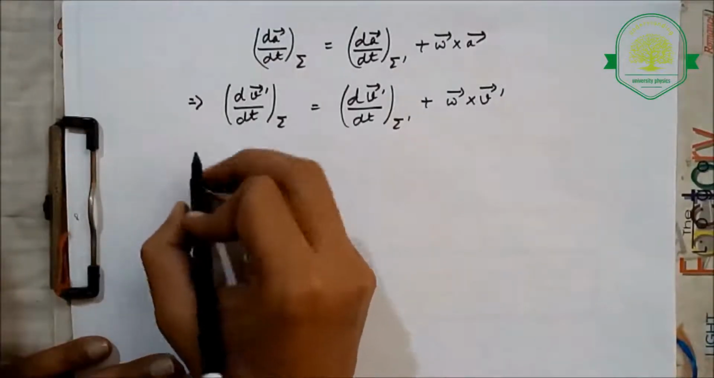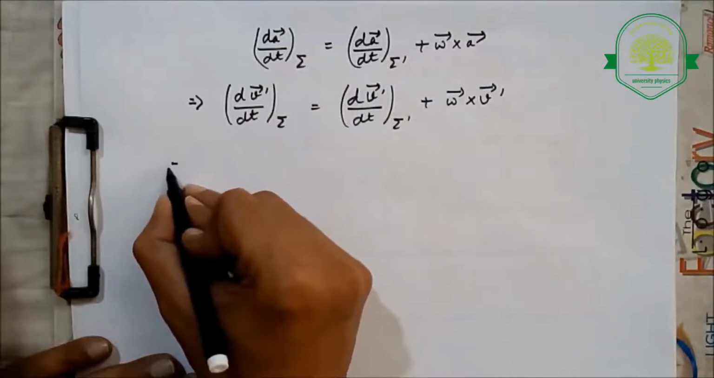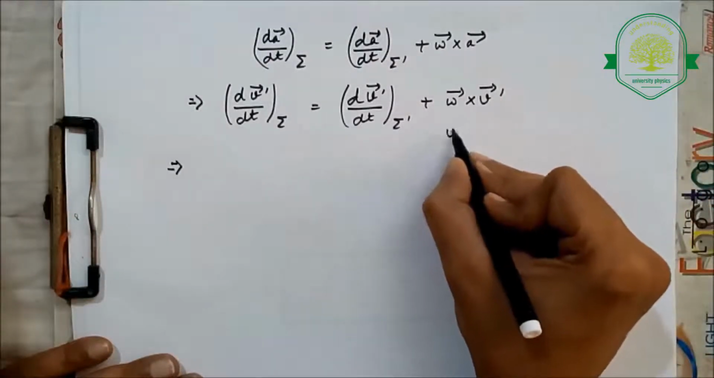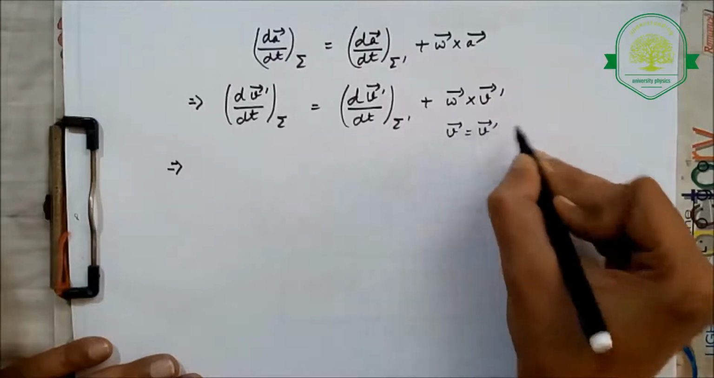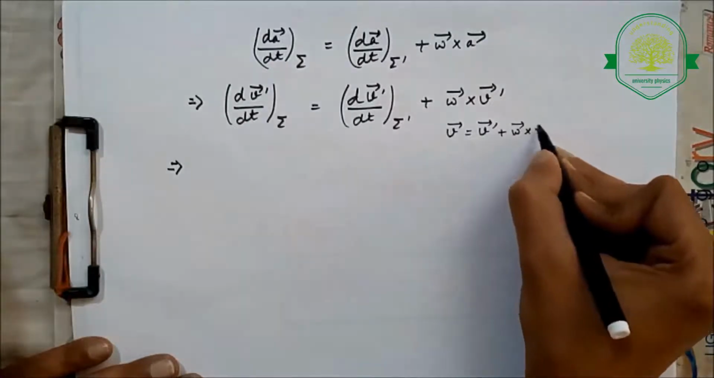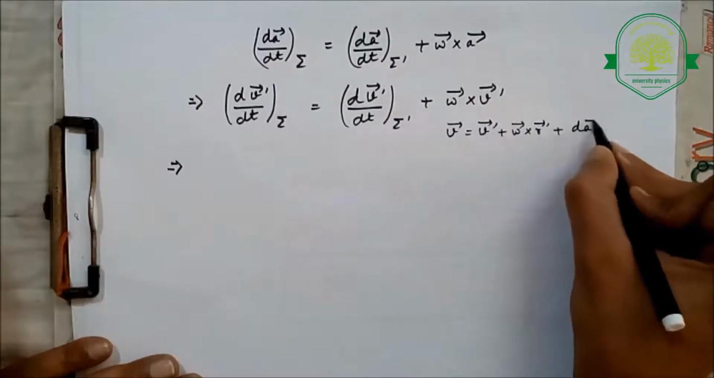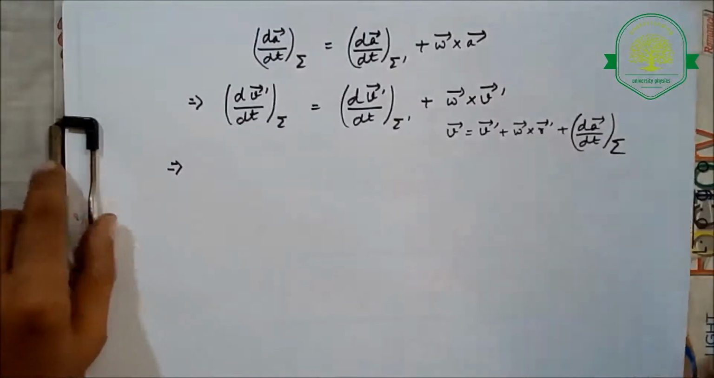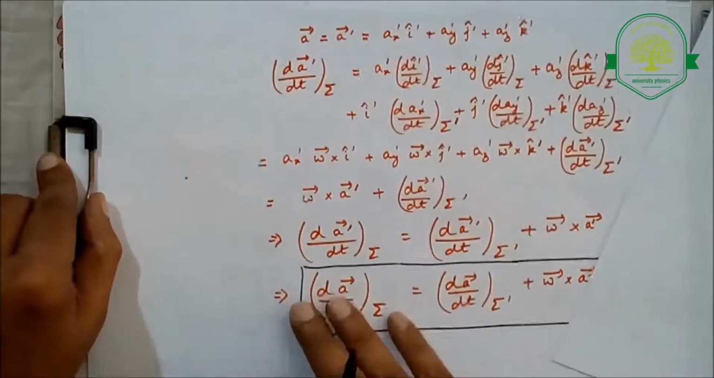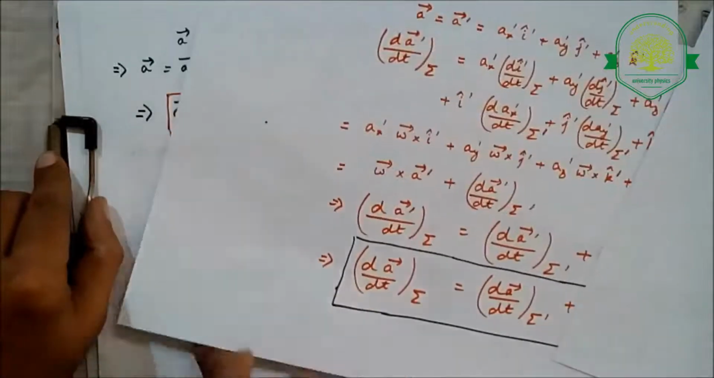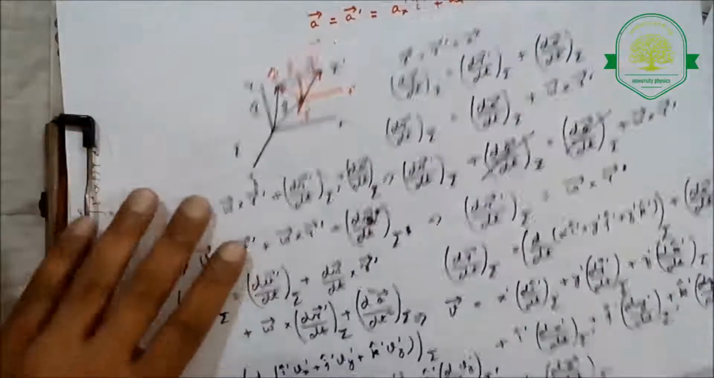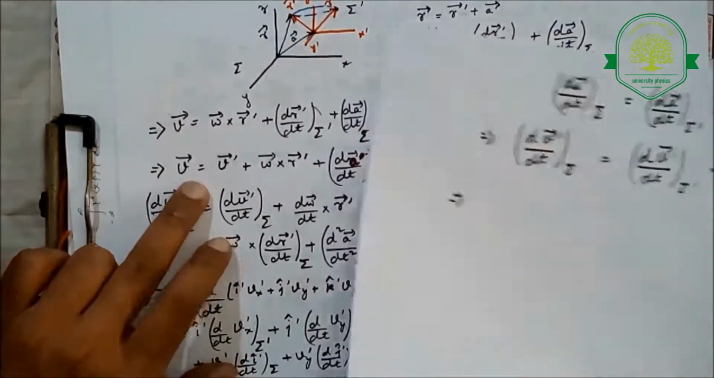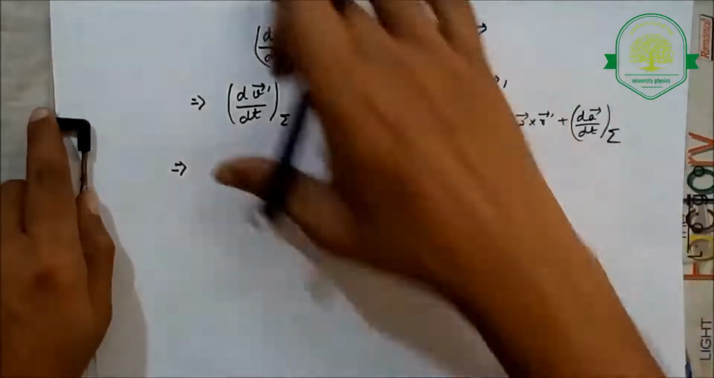So anyway, now we also have the expression for velocity, which is v vector equals v primed vector plus omega vector cross r primed vector plus dA vector over dt as seen from the sigma frame of reference. Let me just check this. I don't want to make a mistake. This is a lot of work. Yeah, we are right. So moving ahead.